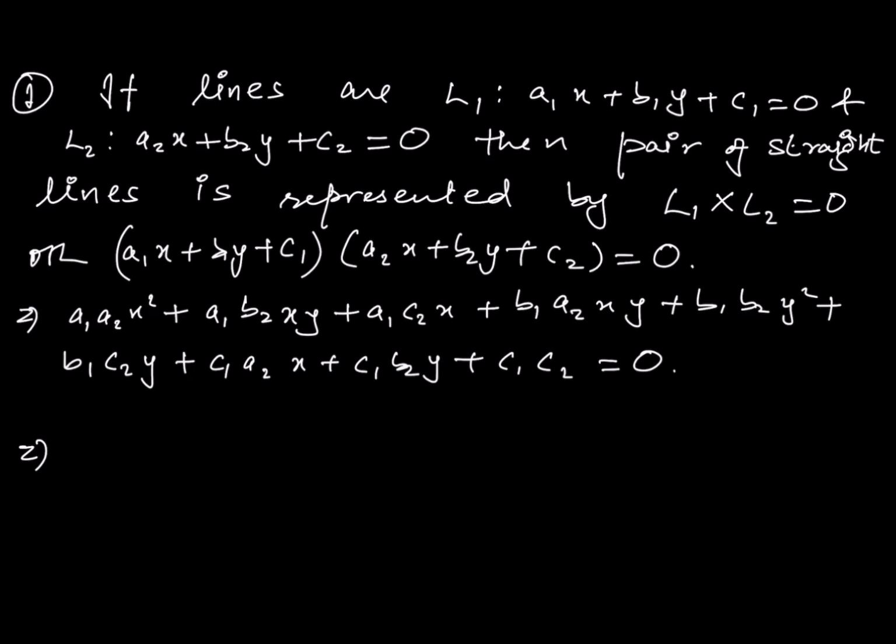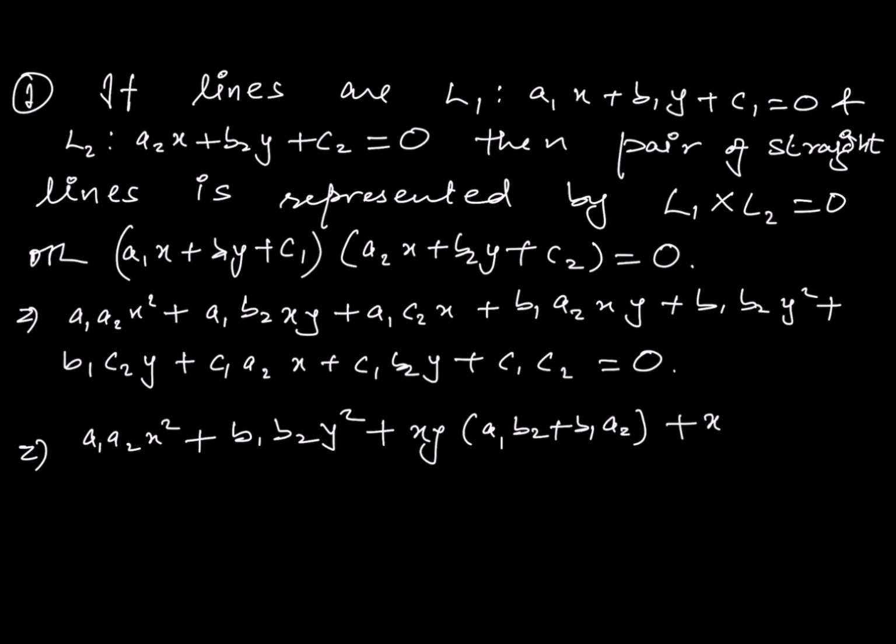If I combine like terms, meaning terms having x square are combined, terms having y square are combined, terms with xy are contained in one bracket, and so on, like a1a2 x square plus b1b2 y square plus xy times (a1b2 plus b1a2) plus x times (a1c2 plus c1a2) plus y times (b1c2 plus c1b2) plus c1c2 is equal to 0.